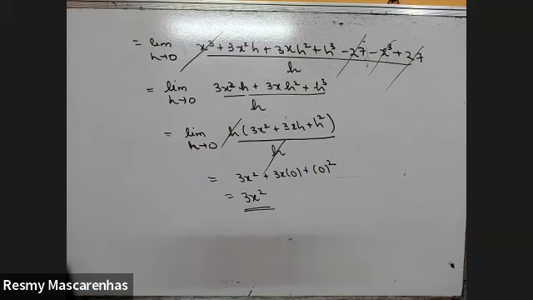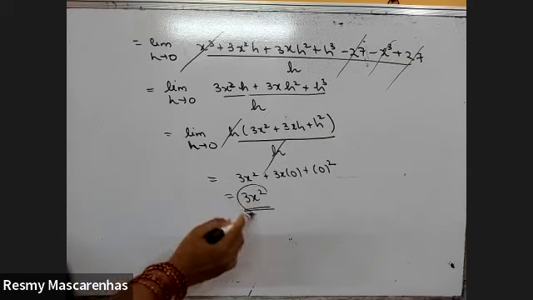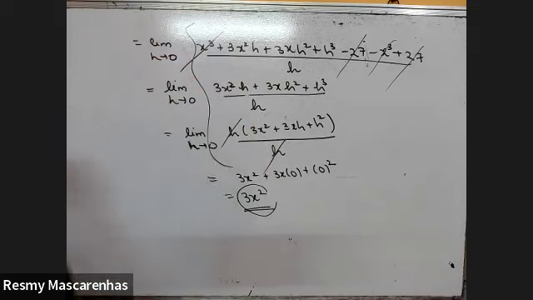The answer is 3x square. Those who have already done derivatives in their college and know the shortcut method will understand whether this answer is correct or not. Even if you are not knowing till now, don't worry. In the next class, this answer will look very simple. You will think why we needed all this big method.